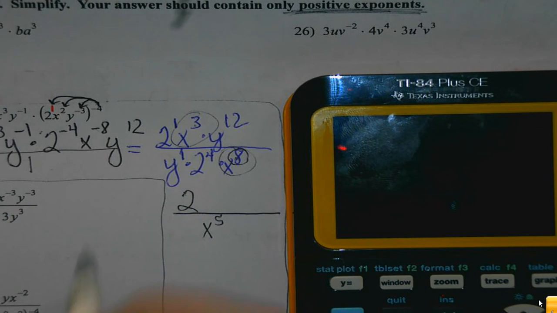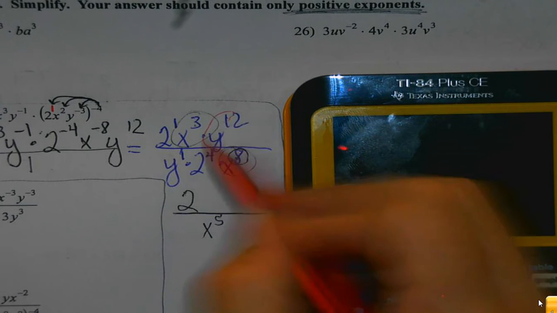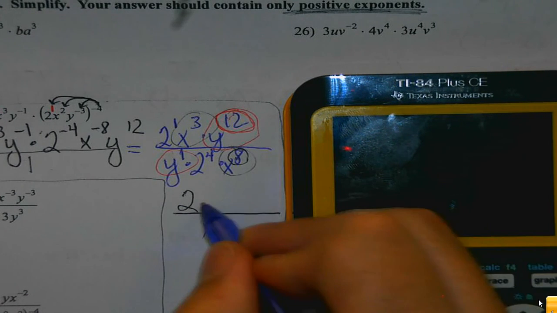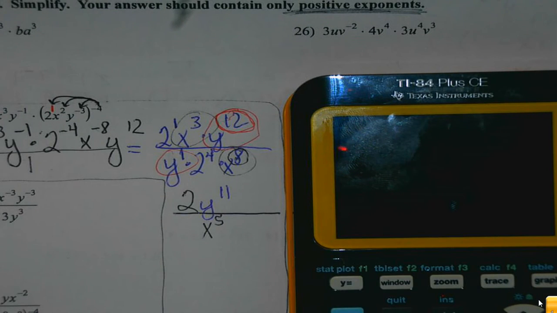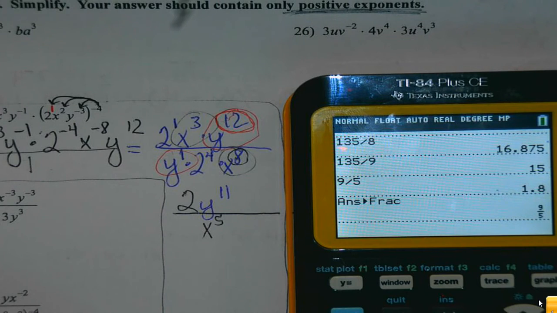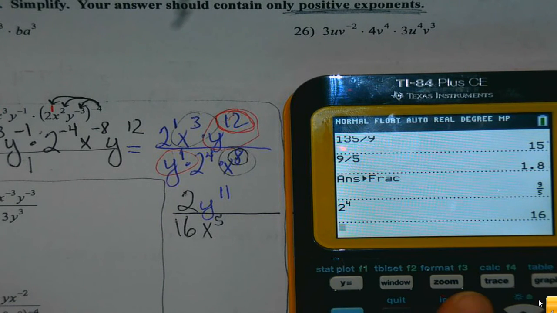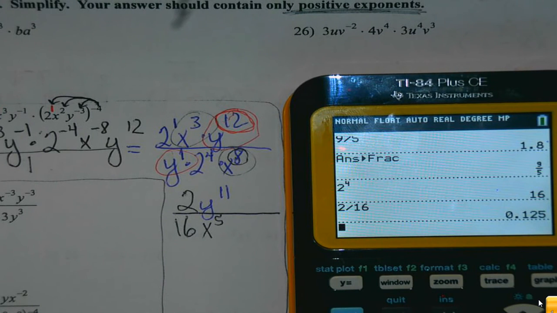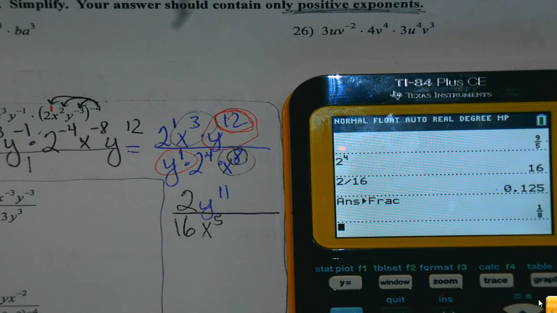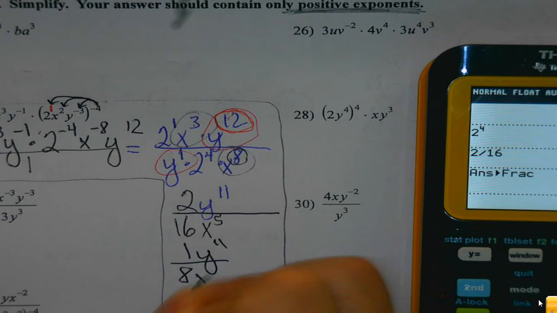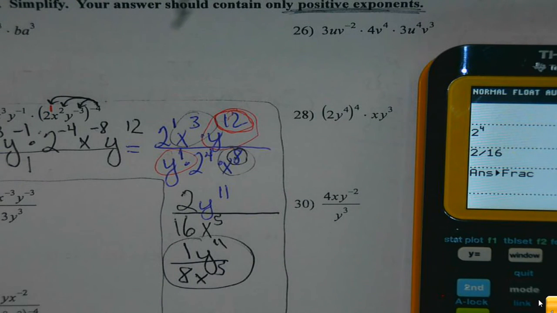Y's, same thing. 1 on the top, 1 on the bottom means I'm dividing. 12, the bigger number, minus 1 is 11. That's where that goes. And then this 2 to the 4th that's left, let's punch that up in the calculator here, is 16. Now, not quite done. Almost. 2 over 16, I want to see no decimal. Okay, 1 over 8. So you can either write 1y to the 11th over 8x to the 5th, or you could even just put y to the 11th over 8x to the 5th.